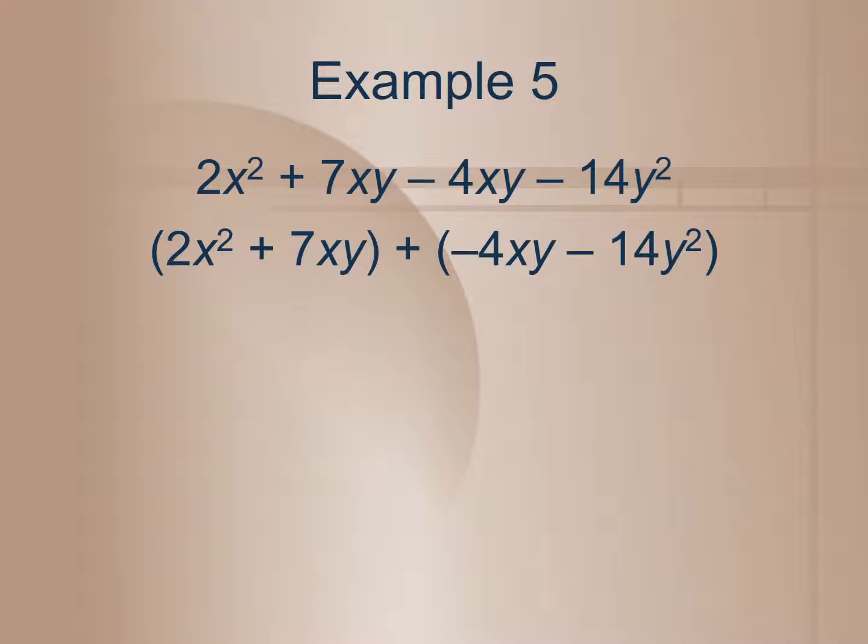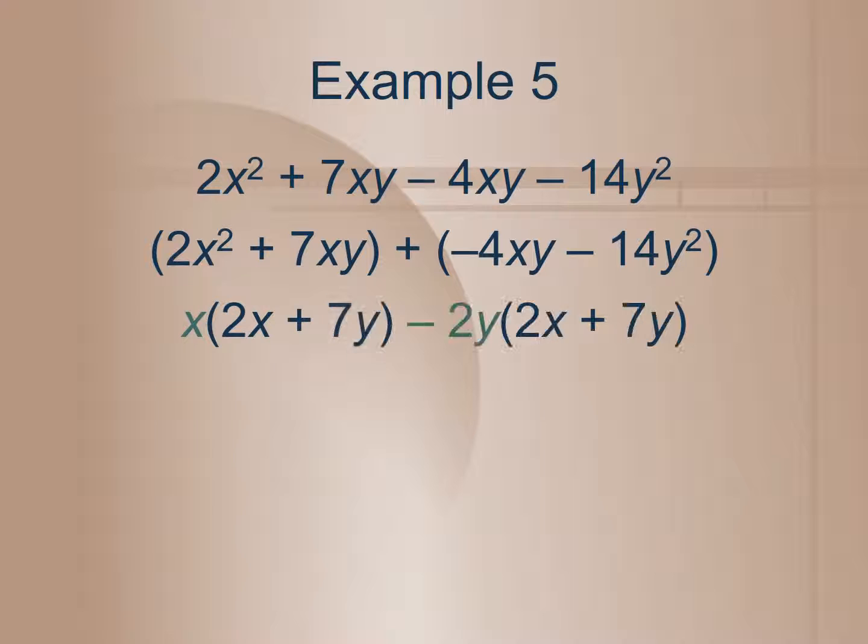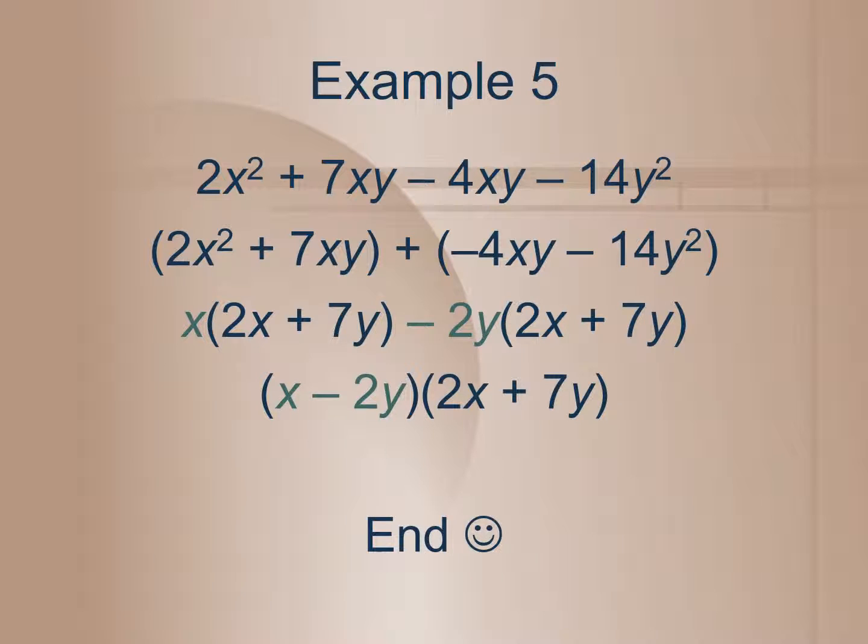All right, so from here, I'm going to factor out any common monomials. I know I can factor out an x here, leaving me 2x plus 7y. And then over here, I can factor out a negative 2, and I can also factor out a y. So I'm going to factor out a negative 2y, and I'll be left with 2x plus 7y. So notice that 2x plus 7y is a common binomial that I can factor out, which will leave me x minus 2y as my other factor. All right, go ahead and try some problems on your own.